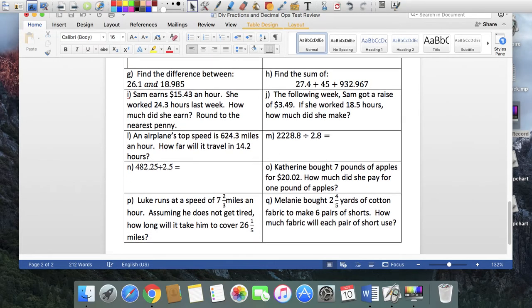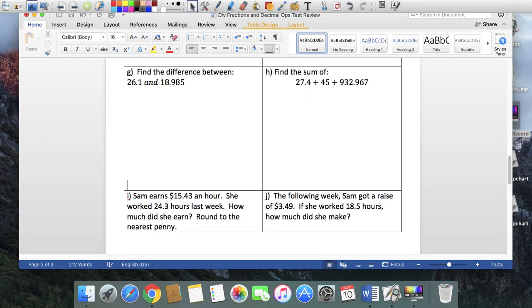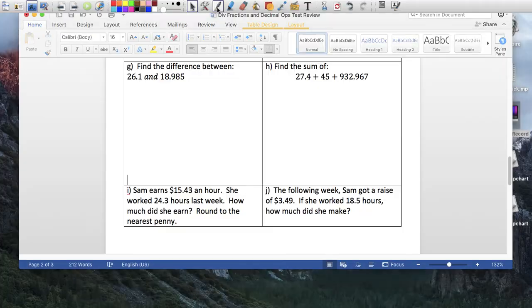Find the difference. To find the difference means subtract, right? And we're going to find the difference between 26.1 and 18.985. Line up your decimals when adding or subtracting. This becomes 18.985. We're going to add some zeros here on top. Okay. And now we can subtract.